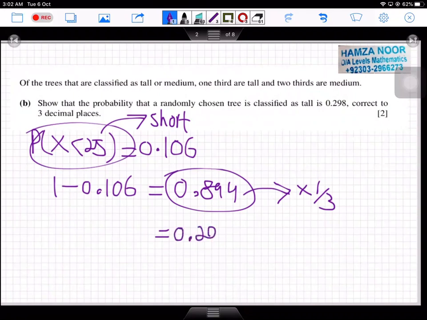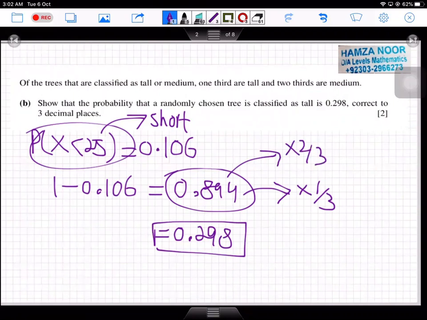This is your requirement. What would be the probability of being medium? Definitely multiply by 2 over 3. 0.894 multiplied by 2 over 3 is 0.596, but this is not your requirement. Just to let you know that this is 0.596. So 0.596 plus 0.298 plus 0.106, which you found in the earlier part, let me add all of them. This will give you a probability equal to 1.